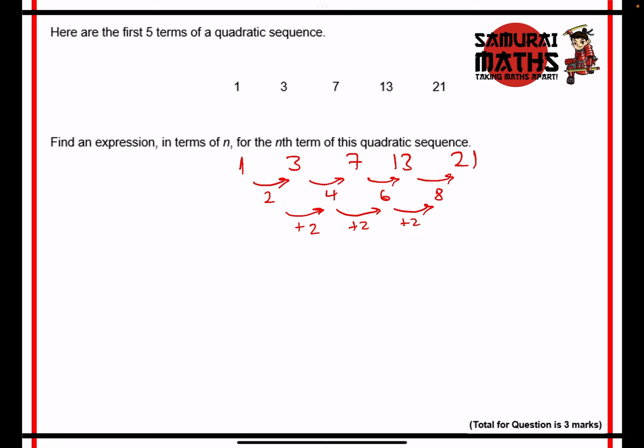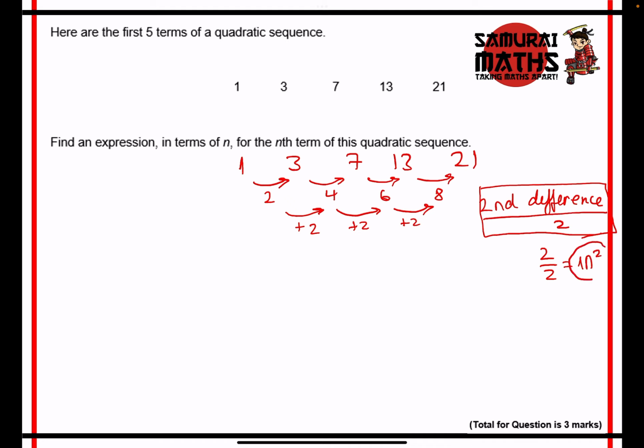So in this method, once you've worked out your second difference, divide by 2. So second difference divided by 2. So your second difference in this question is 2 divided by 2, and that is just 1. Once you've done this very important step, which many people forget to do, you stick an n squared to it. So what this 1n squared is telling me is that I should write my square numbers. So that's what I'm going to do.